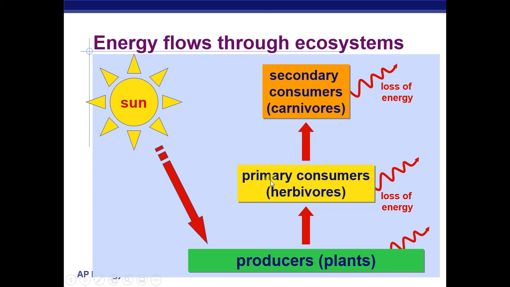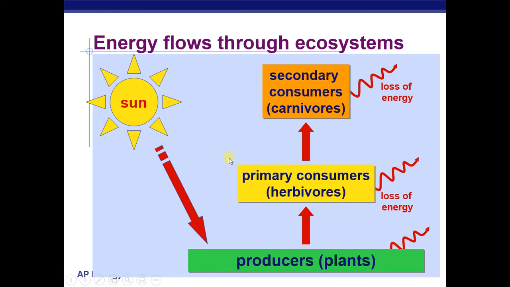What's important to notice is that each level in what we call a trophic pyramid, so you can think of the producers at the bottom forming a pyramid, at each level, energy is being lost due to the inefficiency of converting energy from one form to the other. So producers contain the most amount of energy, and each level loses energy as we go.